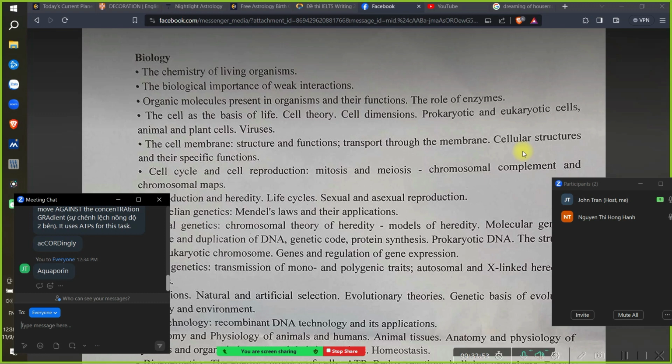So it produces proteins, not in the passive form. Let's use the active form. It produces proteins.